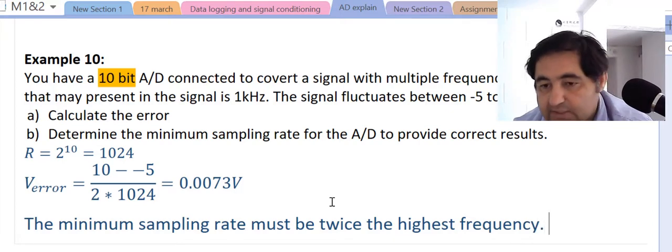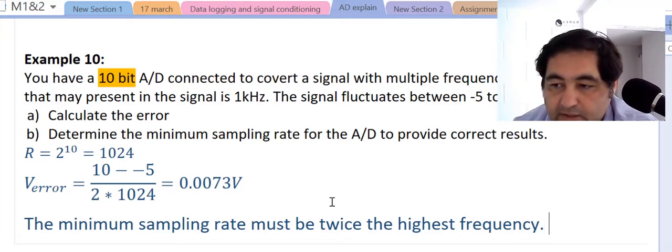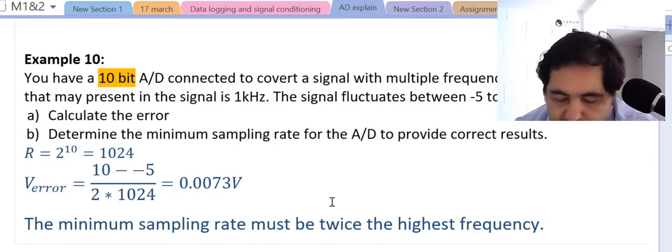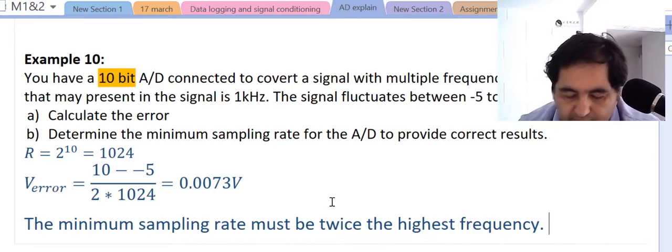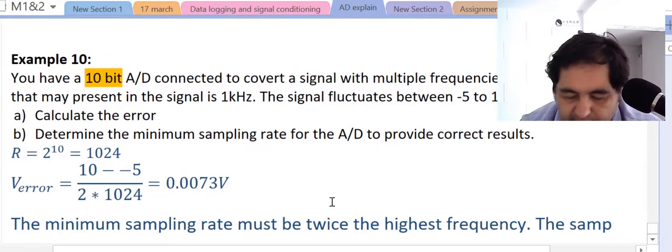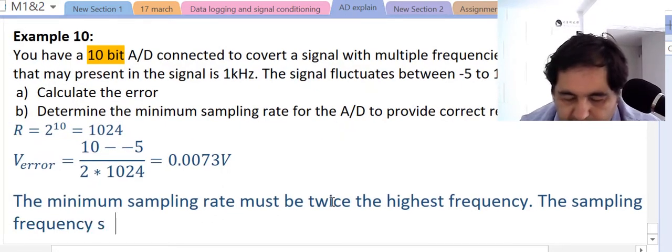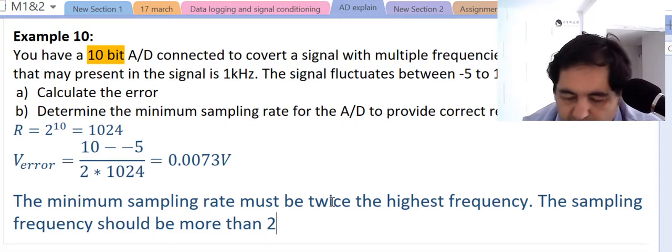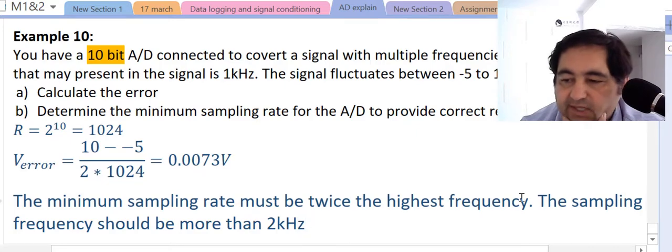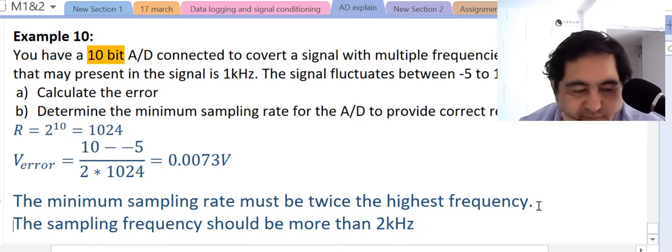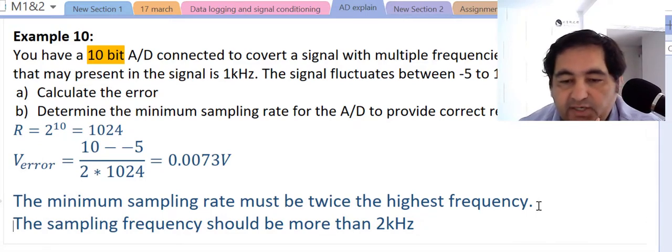So the highest frequency is how much? The highest frequency we said is 1 kilohertz. So the sampling frequency should be more than 2 kilohertz. We didn't say how much, but it should be more than that. Do you have any sort of range to give for this? Well, more than that is better.